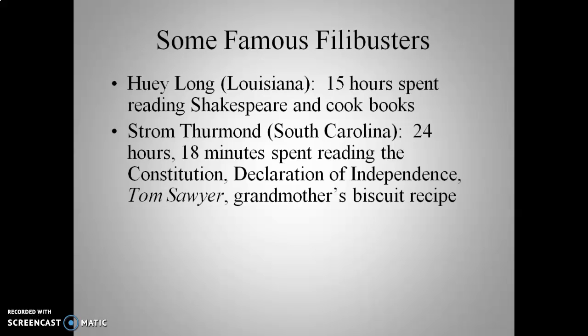Strom Thurmond, he beat Huey Long significantly. Strom Thurmond actually spoke for over 24 hours. Again, what can you talk about? Well, he read the Constitution. He read the Declaration of Independence. He read excerpts out of Tom Sawyer. I don't know if he read the entire book or not. He might have, if he had 24 hours. He even read his grandmother's biscuit recipe. He was up there for more than a single day. Can you imagine that? Sometimes, though, there have been filibusters which were a team effort.